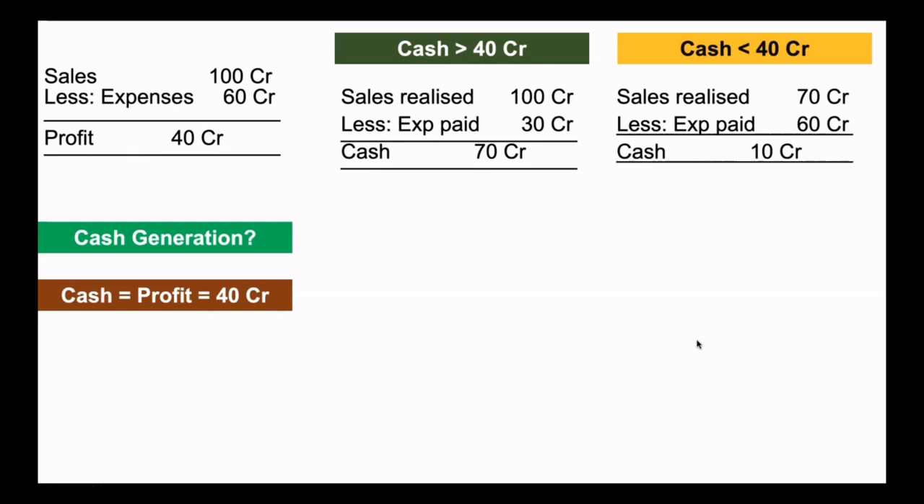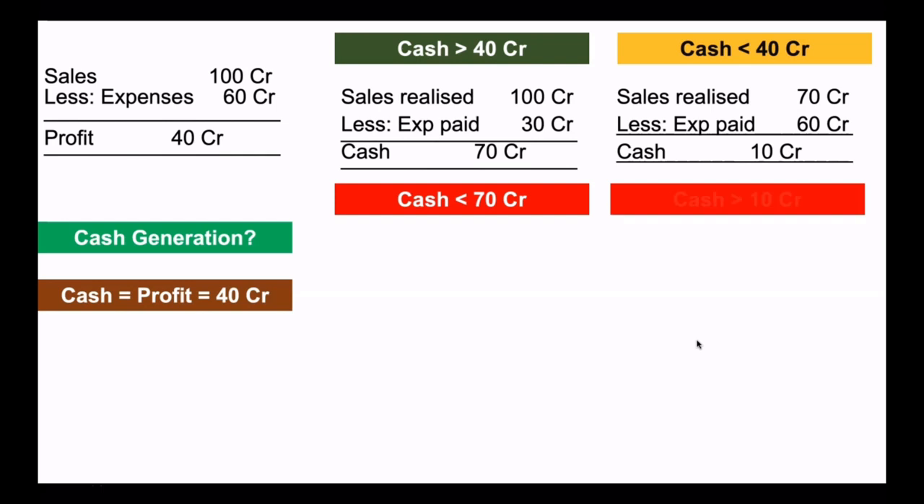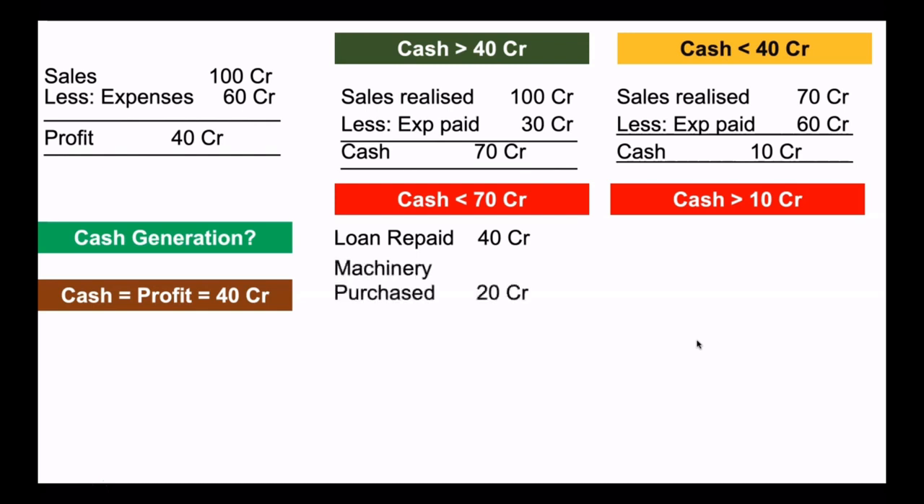And this can also undergo a change. This cash of 70 crore can come below 70 crore. It can even come below 40 crore. And this cash of 10 crore can go above 10 crore. It can even go above 40 crore. How? Let's say a loan of 40 crore has been repaid. Some machinery has been purchased for 20 crore. It means 60 crore has gone out. So what is the cash position? It is now only 10 crore.